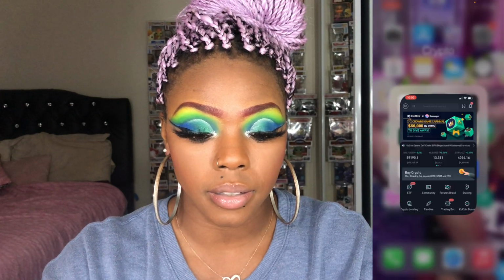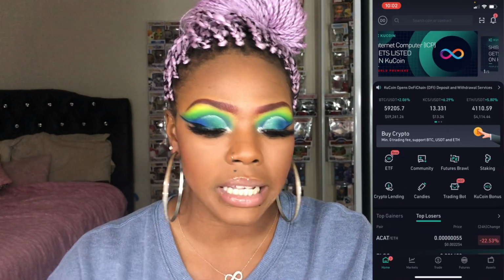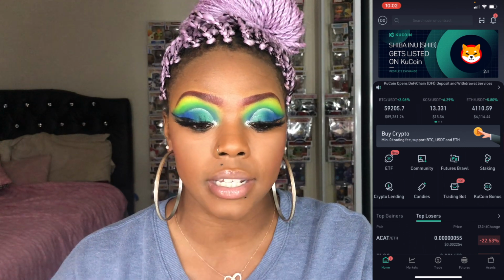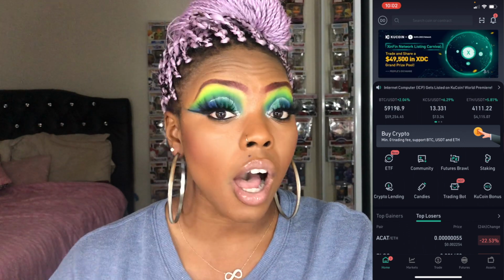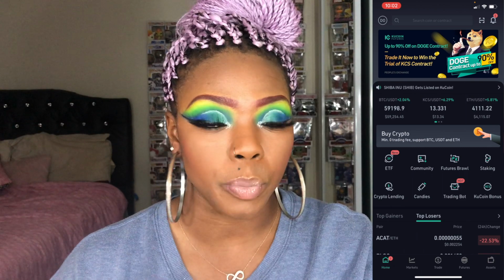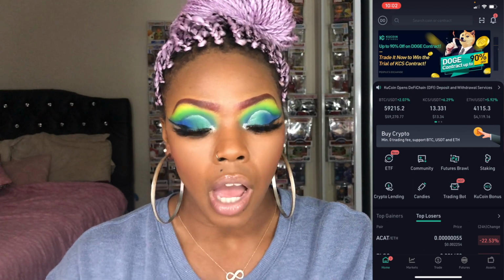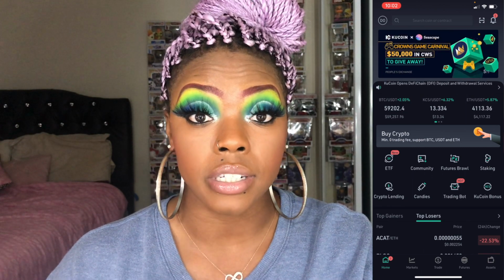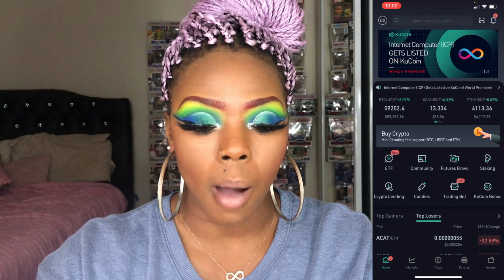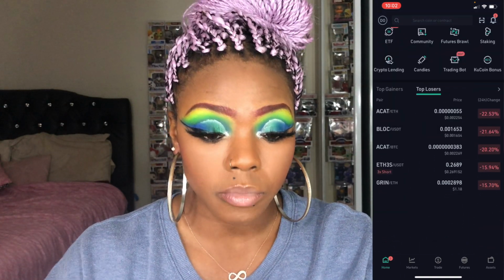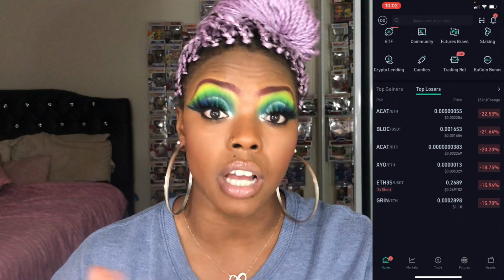So I am going to be doing a screen recording of everything that I'm doing on my phone. That way you can see it on the side of the screen. So first you need to download the KuCoin app. And this is mine. And this is basically the home page where you would see all of the top cryptocurrencies out right now, what their percentages are, how well they're doing, as well as all of the other features that KuCoin lists.